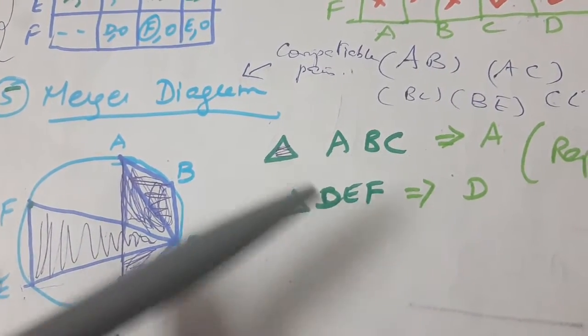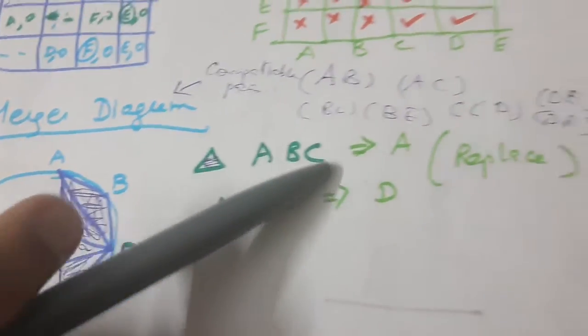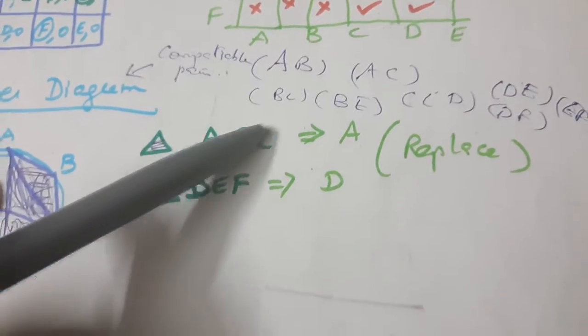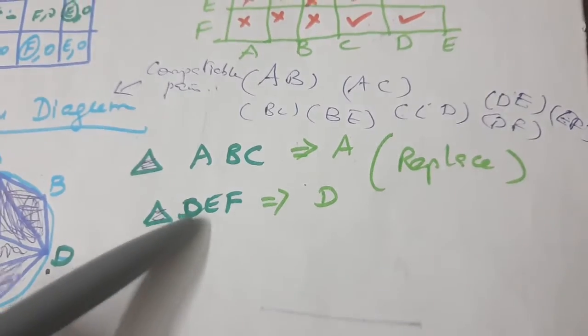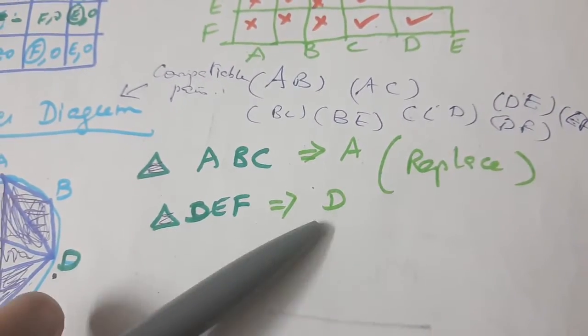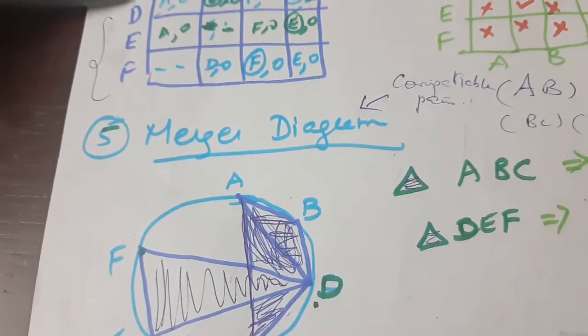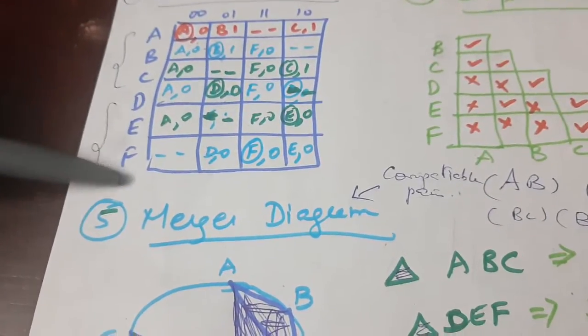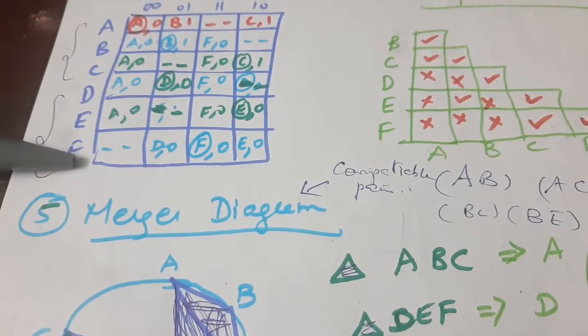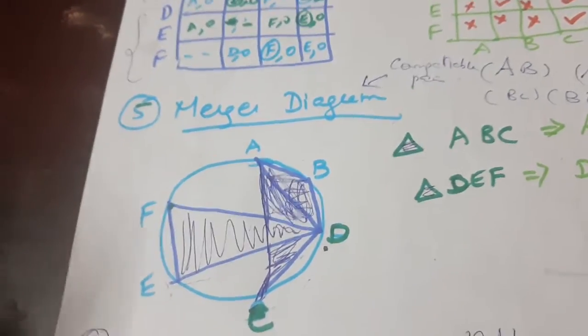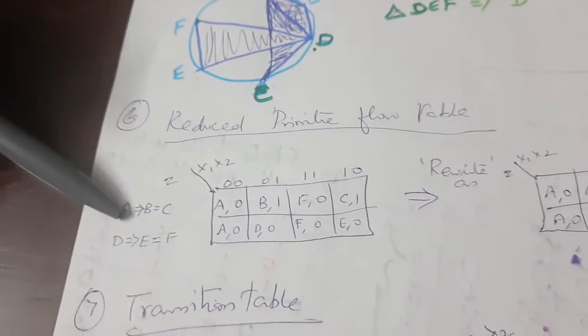And now ABC is represented. You can eliminate B and C and represent it in terms of A. Replace E and F by the term D. So the reduced diagram will be ABC reduced into a single state, DEF reduced into a single state. Therefore, 6 states is reduced into 2 states. So this is the reduced flow diagram.